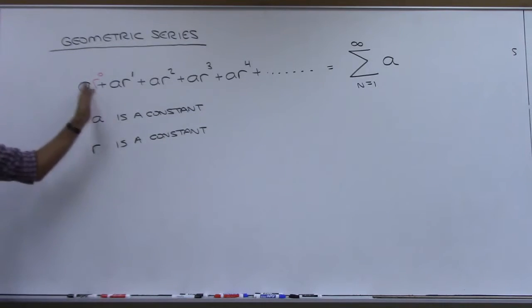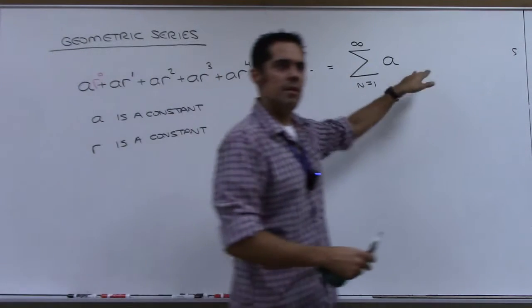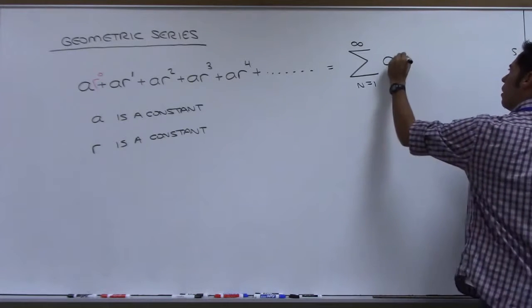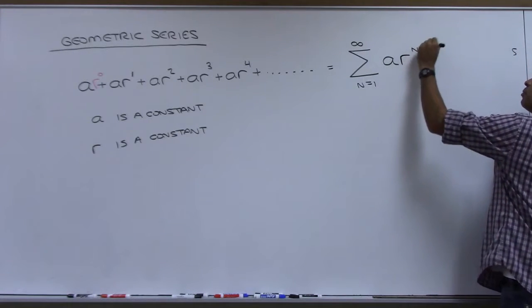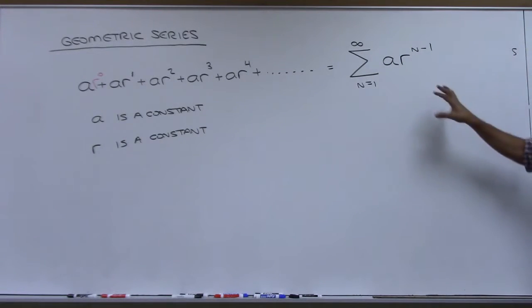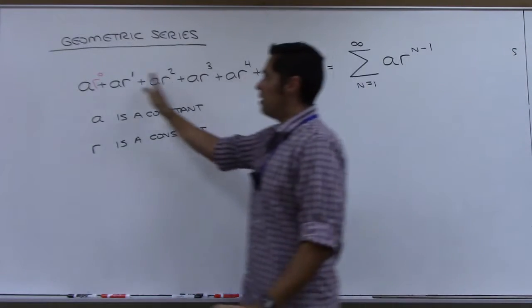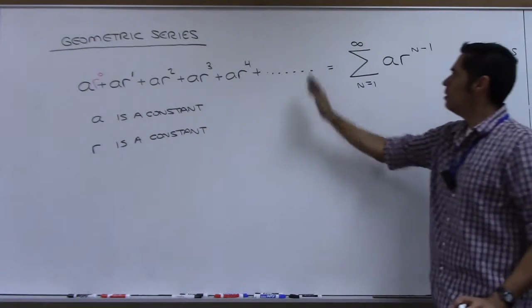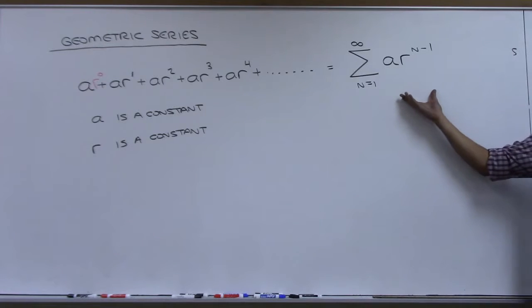So how can I create this list using this? What do I need to do with this R here? R to the n minus 1. Do you all see that? So every geometric series looks like this, which is equivalent to that using the sigma notation.